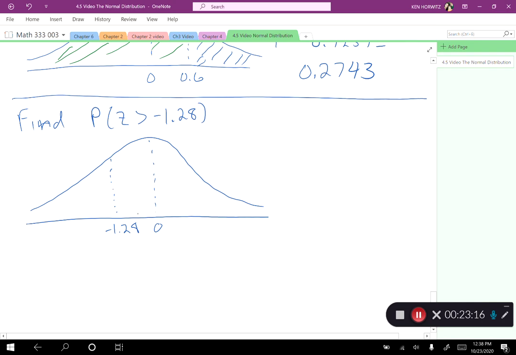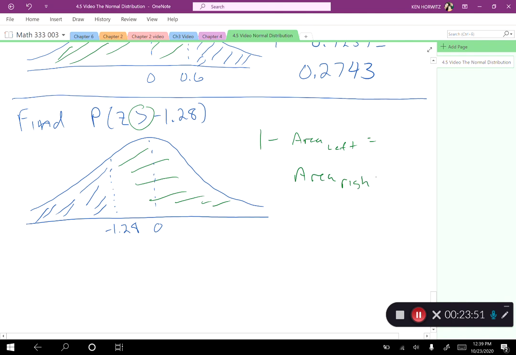And my chart is going to give me the blue area, the area to the left. Now my question asked the green area. I wanted the area to the right because I said greater. So what are we going to do? Well, we're going to look up the area of negative 1.28. That's my area to the left. And the plan is going to be 1 minus area left gives me area right.